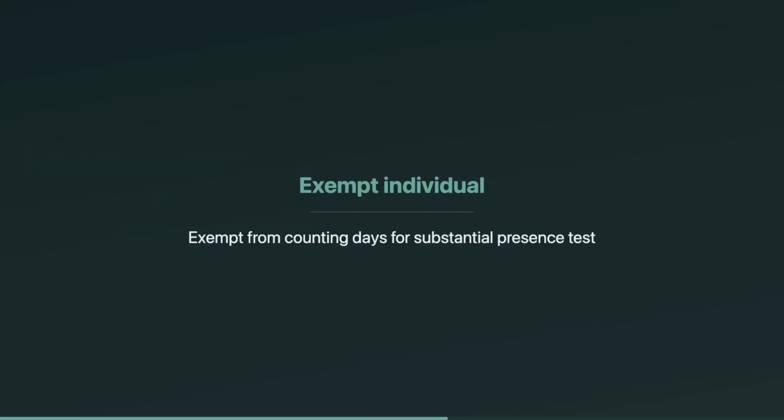Now the curveball: exempt individuals. Exempt doesn't mean exempt from tax. It means exempt from counting days for substantial presence. Common categories are diplomats on A or G visas, teachers or researchers on certain temporary visas, and students on F1 or J1 visas. Students can be exempt for 5 calendar years, and any part of a year counts as a full year. That's a classic exam trap.